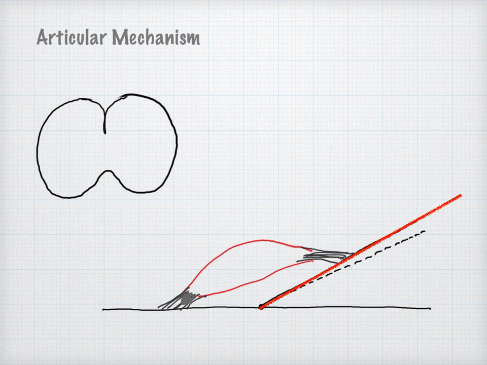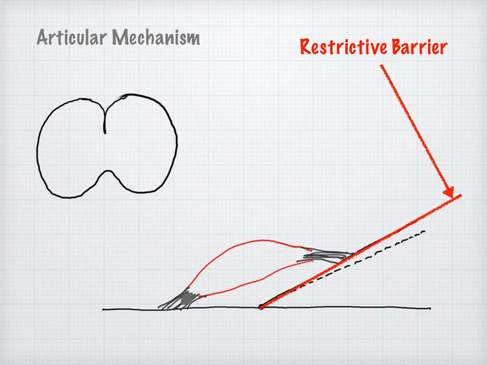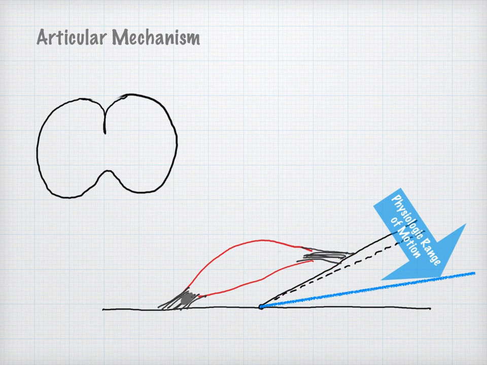The articular mechanism addresses a restrictive barrier, regardless of cause, by engaging it and applying a direct, repetitive force without impulse or thrust within the physiologic range of motion. This action progressively resolves the restrictive barrier, restoring motion within the physiologic barrier range.